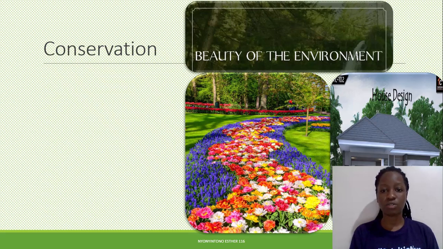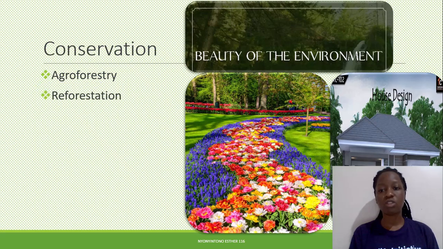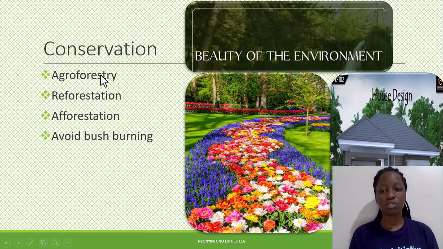Degradation is the opposite of conservation, because degradation is spoiling, but conservation is trying to put back, trying to keep it the way it's meant to be. So some of the ways you do agroforestry: as you're doing your agriculture, please plant some trees. Then reforestation is when you cut down trees, replant. And then afforestation is just that you're going to plant trees where they've never existed, just to conserve the environment.